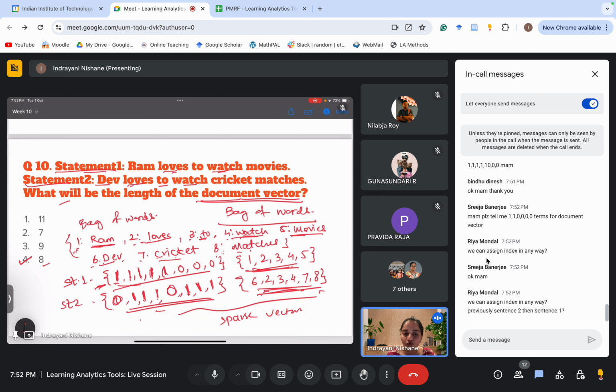Similarly, in statement 2, the first word was absent, so we wrote 0. The next 3 words, loves, to, watch, were present, so 1, 1, 1. The fifth word, movies, was absent, so 0. The sixth word, Dev, was present, so 1. Cricket matches, word number 7 and word number 8, were present, so 1, 1. So that is how we came up with this.